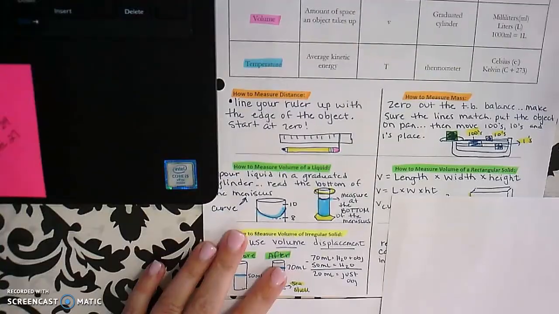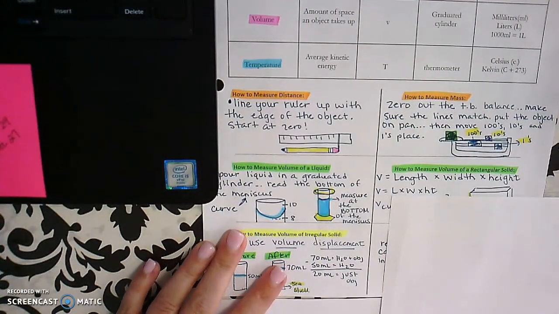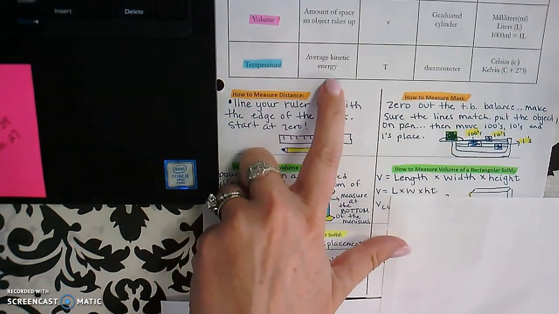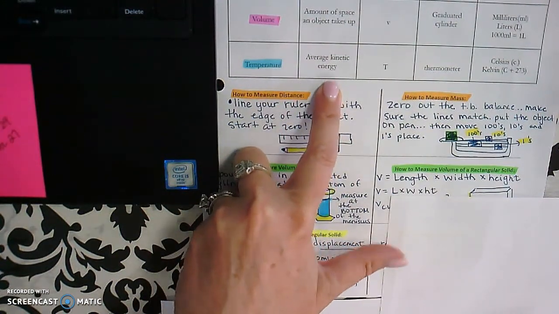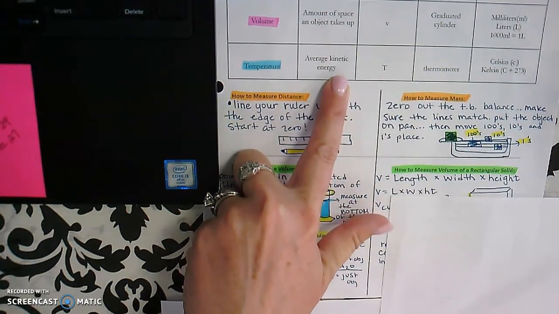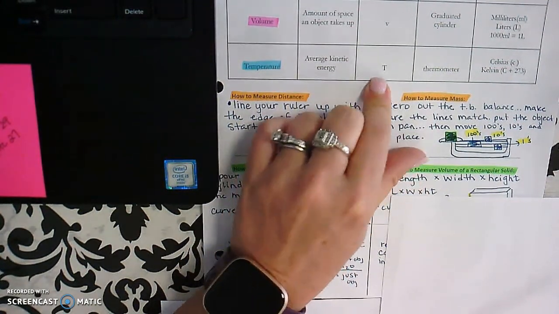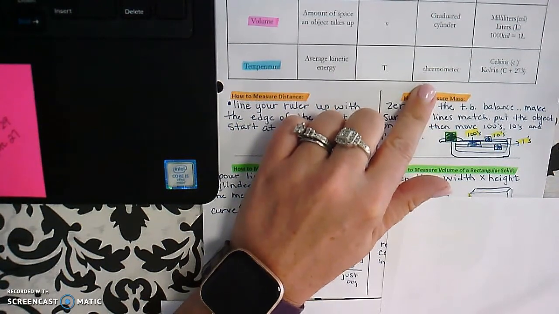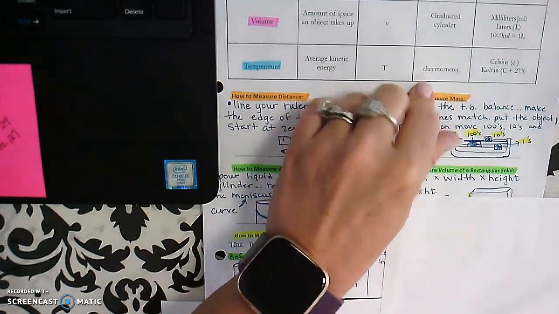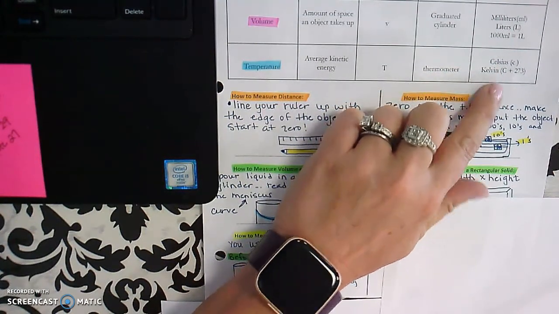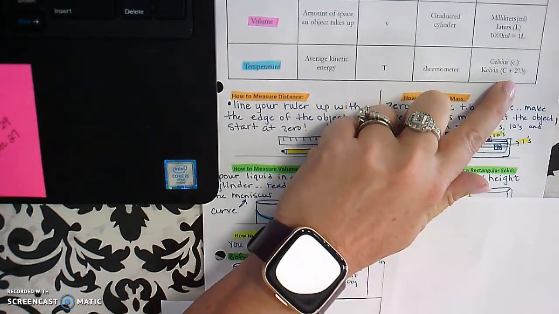and that is volume displacement. All right, so the last thing we have up here is temperature, and that is the average kinetic energy, how fast the particles are moving. Kinetic energy has to do with movement. The symbol is a capital T. It's measured with a thermometer, and we measure it in Celsius. In high school, you'll learn more about Kelvin, which is Celsius plus 273.